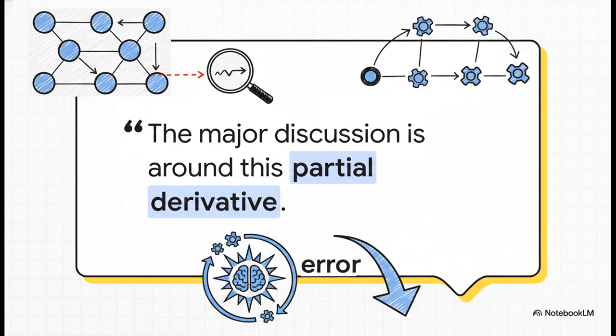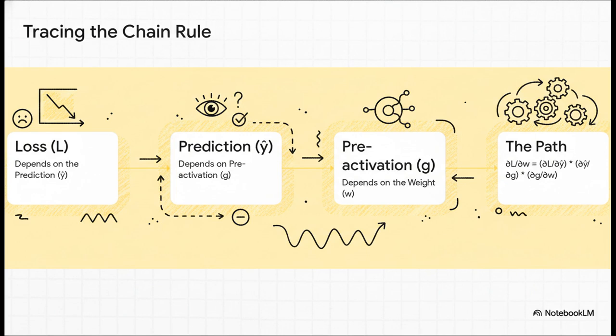If we can calculate exactly how much a tiny little tweak to one single weight, maybe one that's buried deep inside the network, affects that final error, well then we know exactly how to adjust it. All the magic of machine learning boils down to solving this one little calculus problem. So how do we do it?